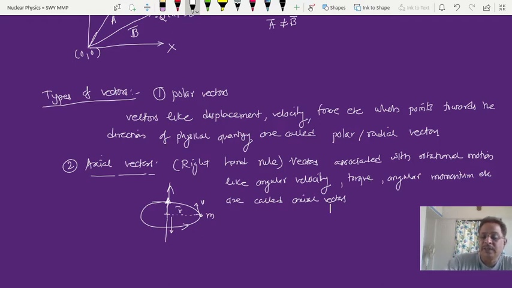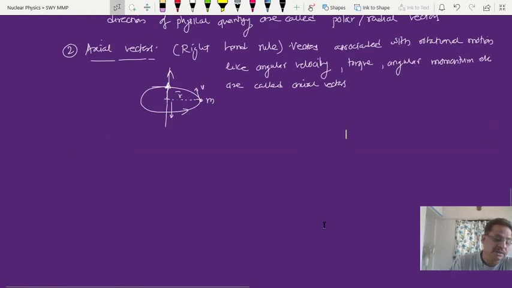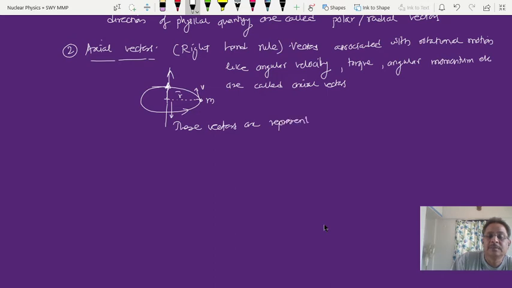So why is this so? Because these vectors, write in brief, are represented along the axis of rotation. Remember, here we have to use this right hand rule.